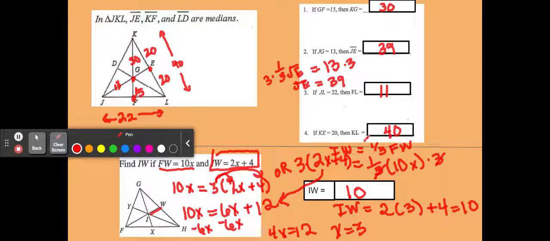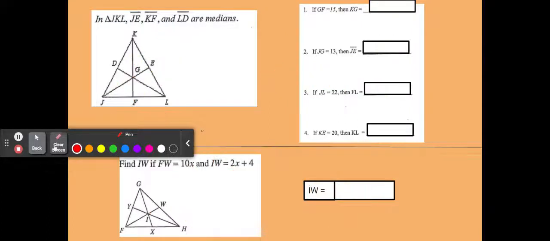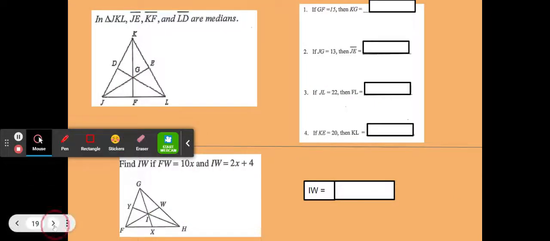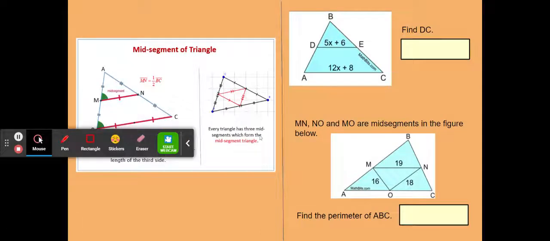All right. So let me clear this off here. And again, feel free to pause this if you need to finish writing things down. All right, so our last one here, mid-segment. Sorry, we have 2 more slides to go through.